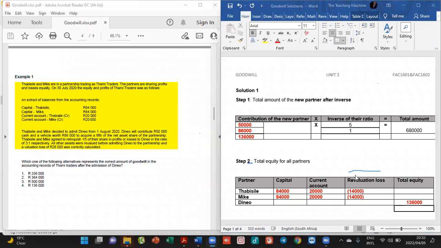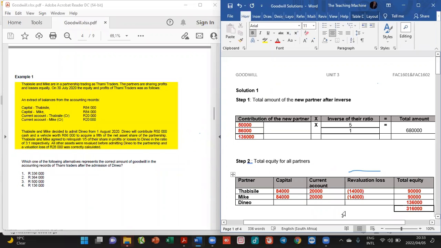$90,000. So it's 90,000 each. Yes, 90,000 and 90,000 on this side. Now, how much is 180,000 plus 136? 90 plus 90 plus 136. $316,000. Thank you very much. We are done with step number 2.